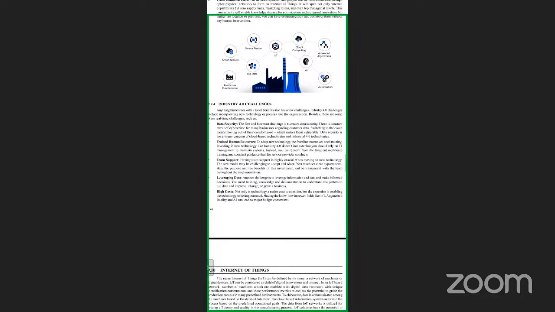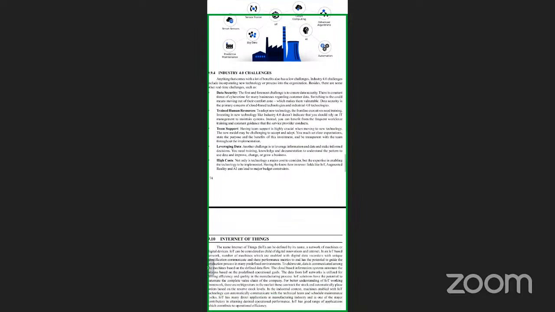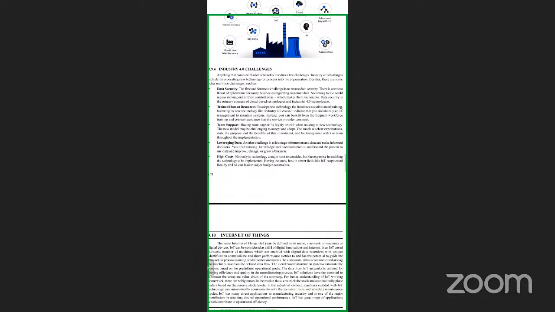And Industry 4.0 challenges. Though it is evolving through such a drastic change and it's helping the production and manufacturing process of companies all over the world, it still has certain challenges in incorporating new technology or processes into the organization. There are some other real-time challenges such as data security, trained human resources, team support, and leveraging data, because it needs training and investment in new technology. Industry 4.0 does not indicate that you should rely on IT management to maintain systems.